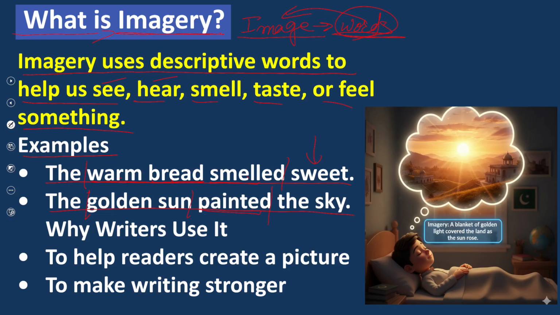When this particular verb, painted, is combined with the phrase describing the sky, it creates an image. When there are so many golden rays in the sky, we look at the whole sky as if it is goldenly painted. Writers use this type of figure of speech, called imagery, to help readers create a picture and make writing stronger.